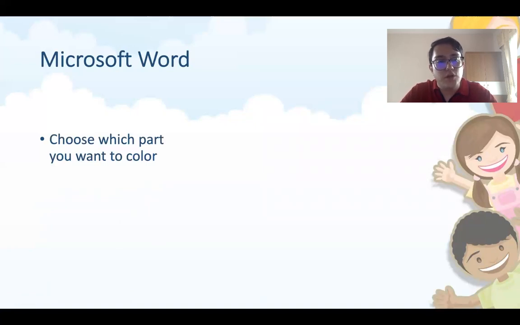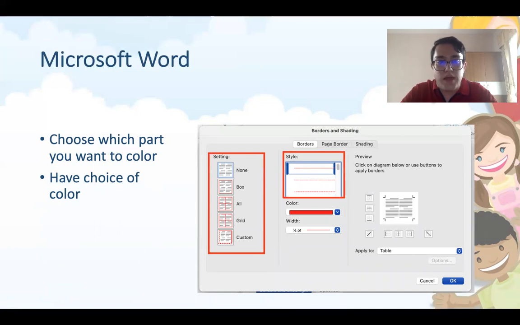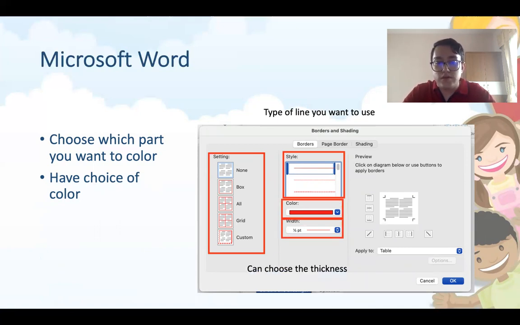Choose which part you want to color. Have a choice of color, just like this. You can choose the type of line that you want to use. You can choose the width and how thick you want the line to be, or you can choose line by line. And then once you finish all your editing, you can simply press OK.